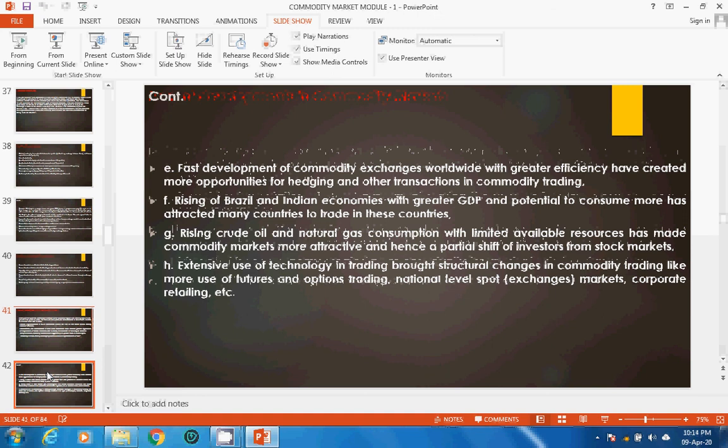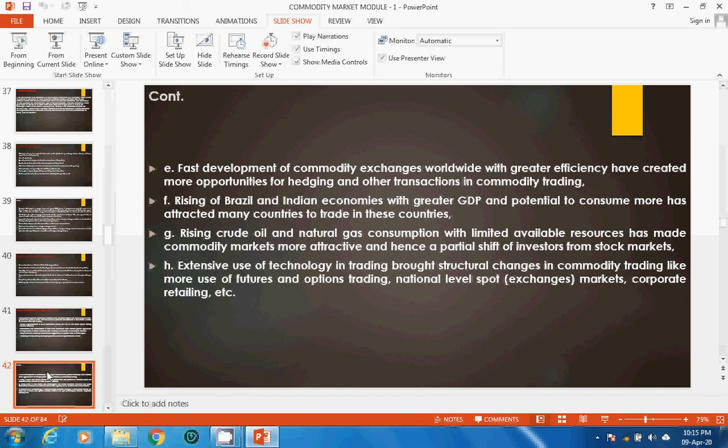Fast development of commodity exchanges worldwide with greater efficiency has created more opportunity for hedging, advantages and other transactions in commodity trading. The rise of Brazil and Indian economies with greater GDP and potential to consume more has encouraged many countries to trade in these economies. Rising crude oil and natural gas consumption with limited available resources has made the commodities market more attractive, and hence a partial shift of investors from the stock market to the commodity market.